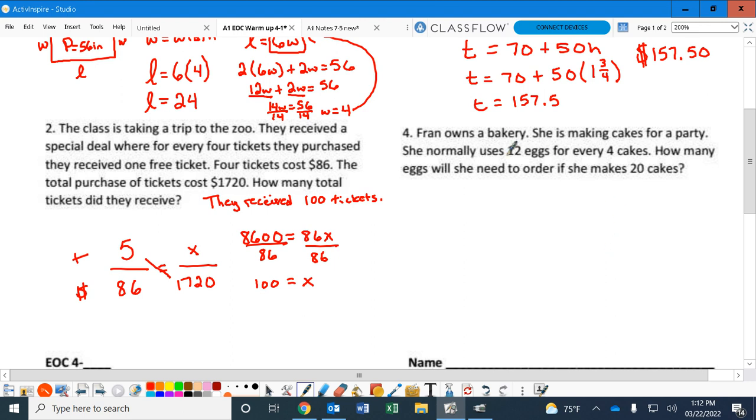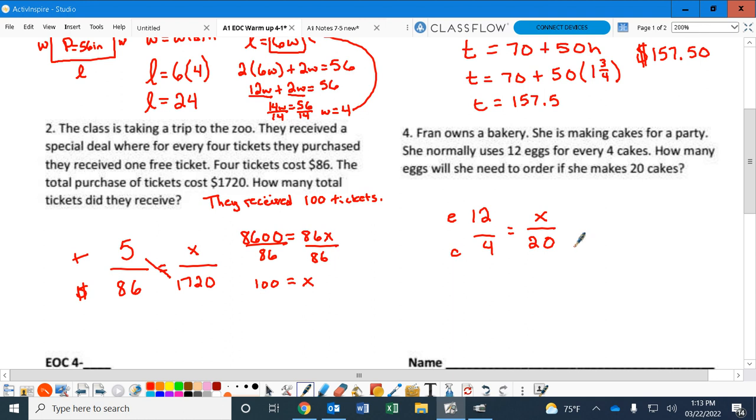Okay, last one. Franz owns a bakery. And it says that she's making cakes for a party. She normally uses 12 eggs for every 4 cakes. Guys, there's a relationship. Eggs to cakes. Okay, we got 12 eggs and 4 cakes. This is the eggs. This is the cakes. On the other side, they want to know how many eggs for 20 cakes. So where does the 20 go? Bottom, because that's where the cakes are. We don't know how many eggs, so we put an X here.